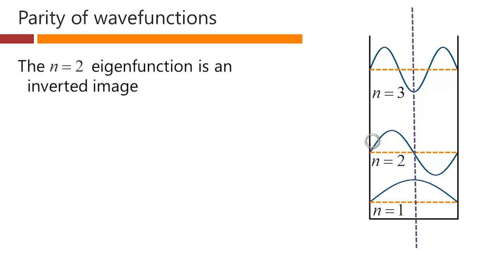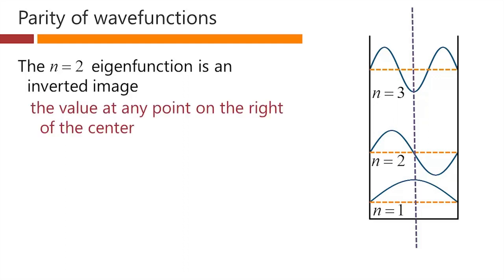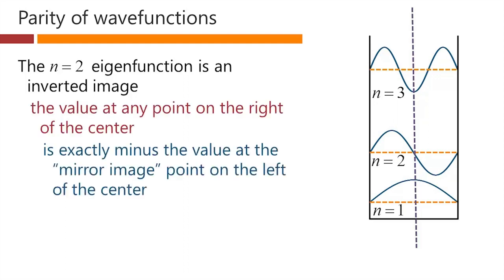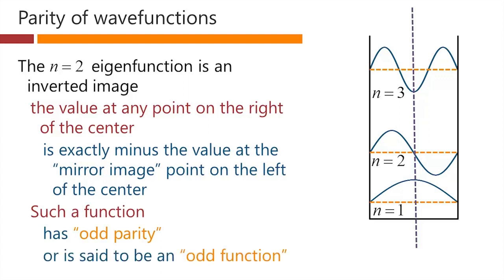The n equals 2 eigenfunction is an inverted image of itself. So whatever was the value on the right-hand side here, at the corresponding mirror image point on the left-hand side, we have the opposite value, minus that value. So the value at any point on the right of center is exactly minus the value of the mirror image point on the left of the center. Such a function is said to have odd parity, or to be an odd function.